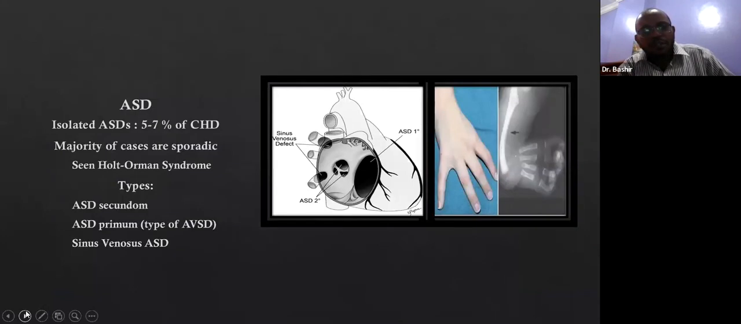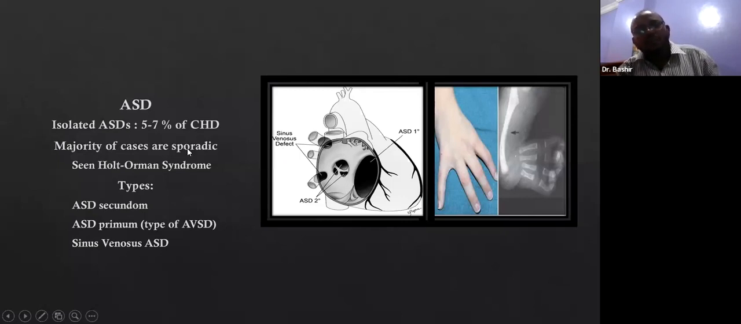Then we will go to the types of acyanotic congenital heart disease. First of all, we start with the ASD, atrial septal defect. That means there is a defect inside the atrial septum. Isolated atrial septal defects are about 5 to 7%, or about 6%, of congenital heart disease.